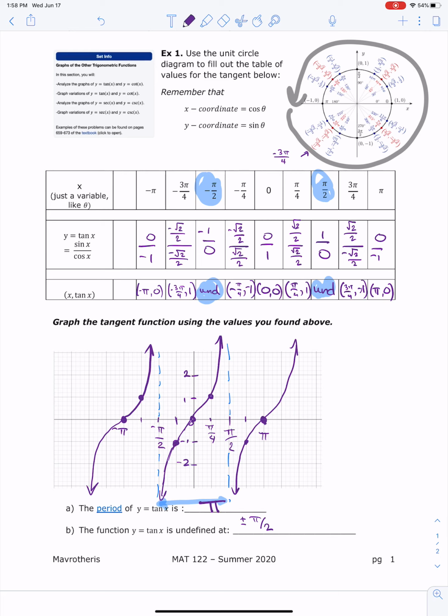So you notice we stopped here. If I were to continue going, because this is periodic and just repeats, I would have another asymptote here at negative 3 pi over 2 and here at positive 3 pi over 2. But we're going to get into that more in the next couple of pages.